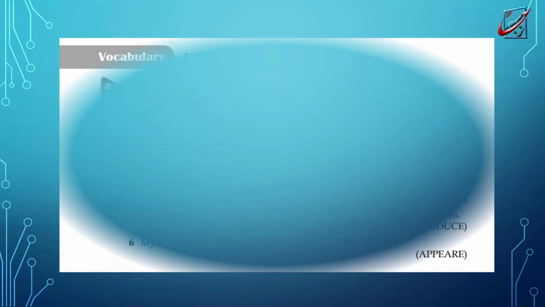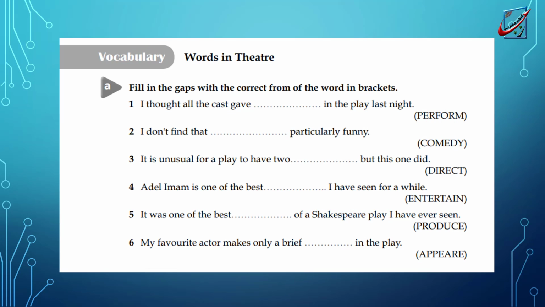Now, let's move to something else. The following step in our unit: we have some words, again, related to theater. Words in theater. Fill in the gaps with the correct form of the word in brackets. Pay attention to the correct form. Now we should pay attention to derivations, or the tenses. I thought all the cast gave a great space in the play last night. So what is it? Well, it's performance.